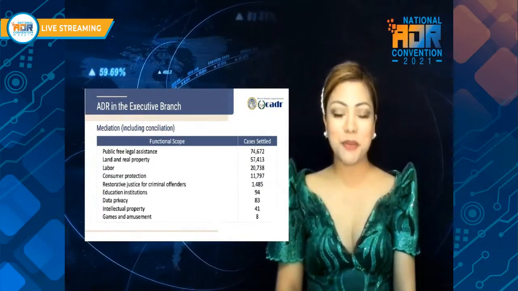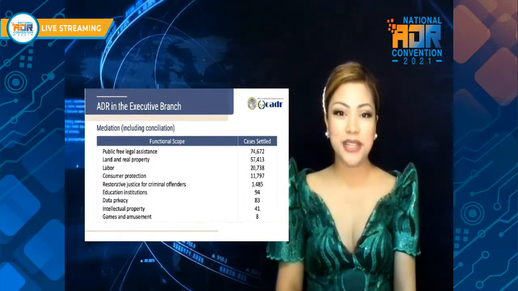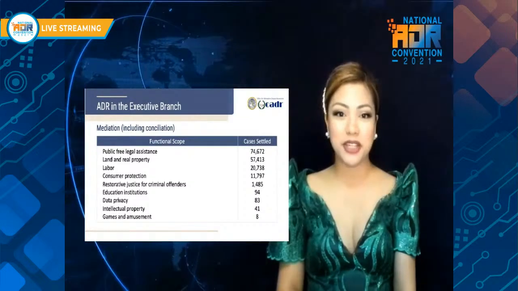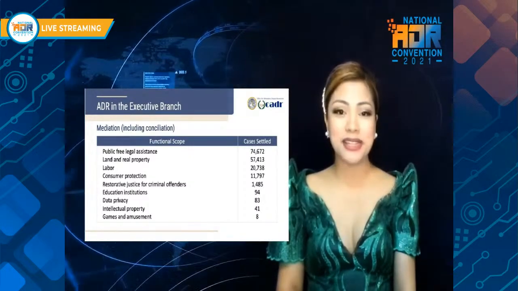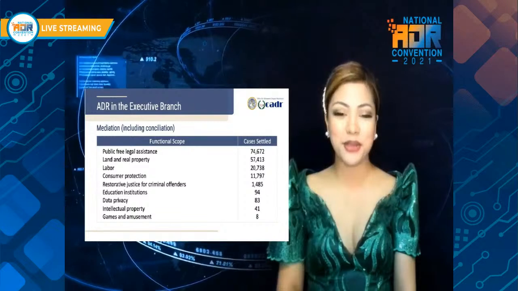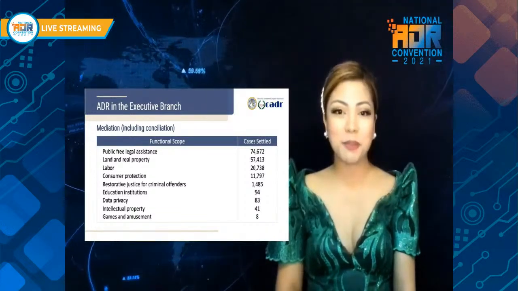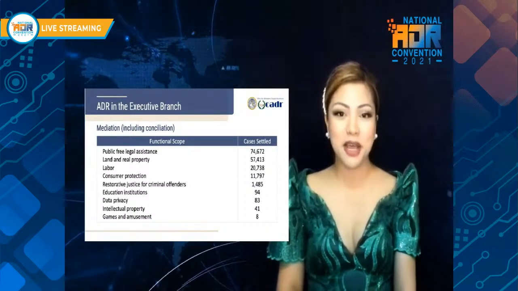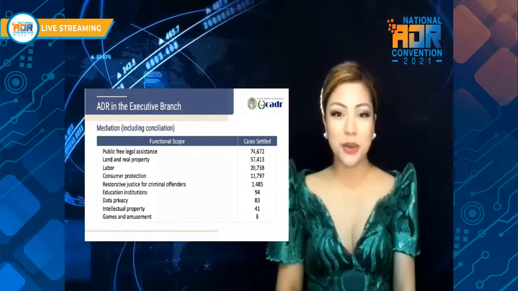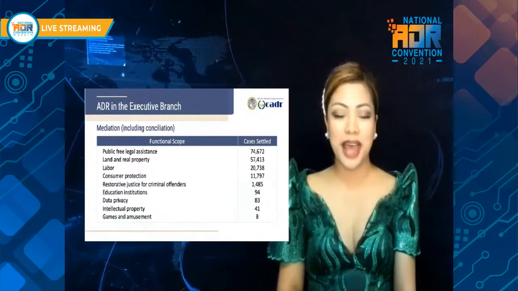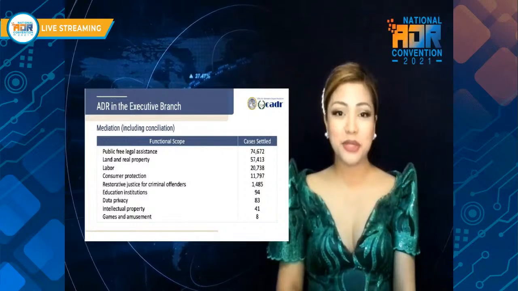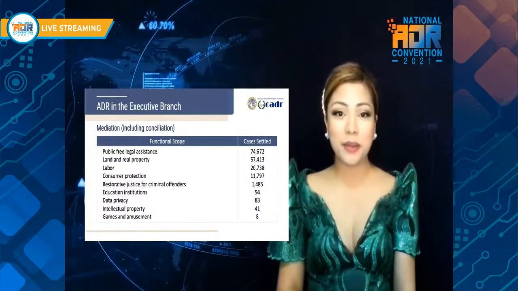The number of reported cases that were settled through mediation and conciliation totals 166,331. The term public free legal assistance mostly refers to matters handled by the Public Attorney's Office and the DOJ Action Center that result in settlements or agreements.